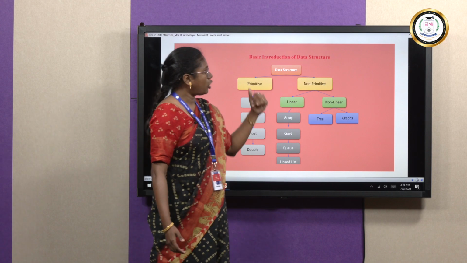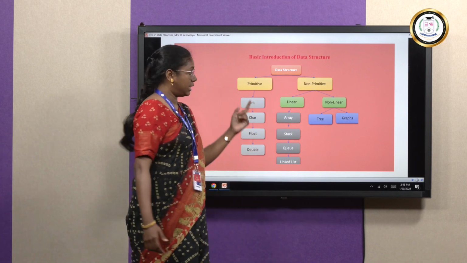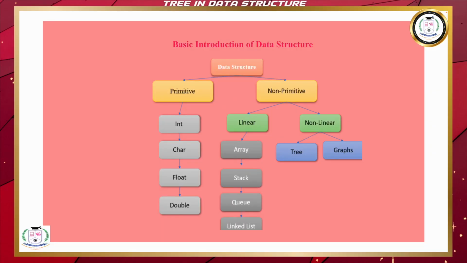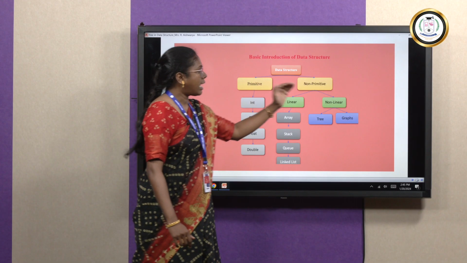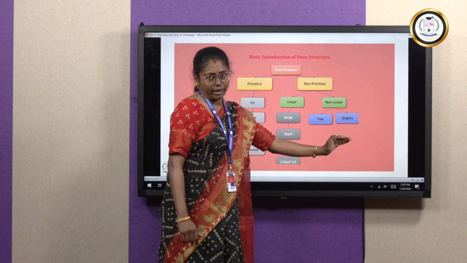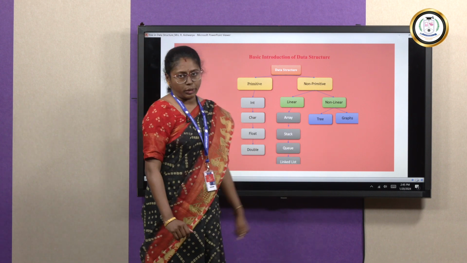In the non-primitive we have 2 different types, linear and non-linear. Under linear, as the name itself says, we arrange the data in a contiguous manner. Under linear we have array, stack, queue and linked list, and under non-linear we have tree and graph. Today's concept is all about a tree in data structure.